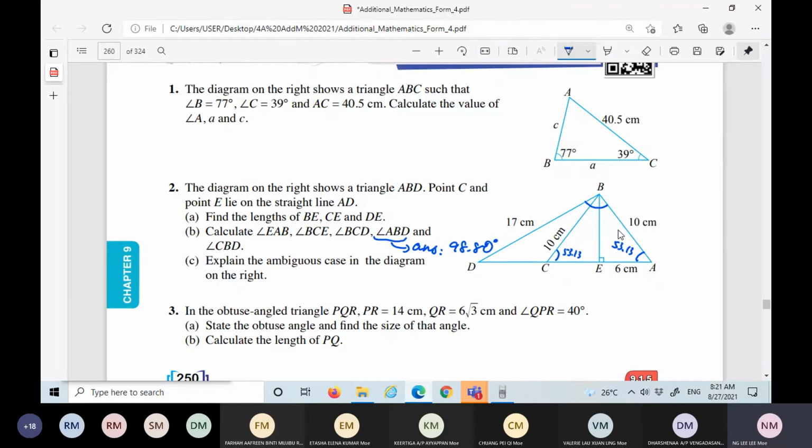How did they get 98 already? This angle, you can find this angle, 126.87, because this is a straight line, so you use 180 minus this, so you get this. Then here, this angle you can find, you use 180 minus these two, you can get this angle. And then you just need this angle.